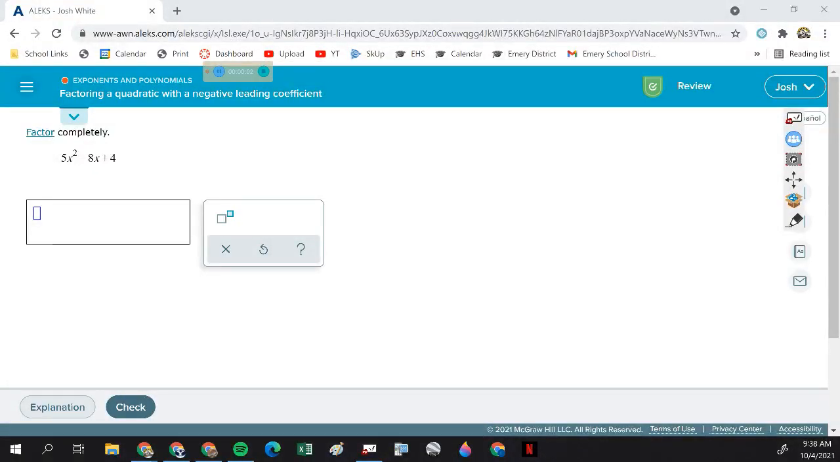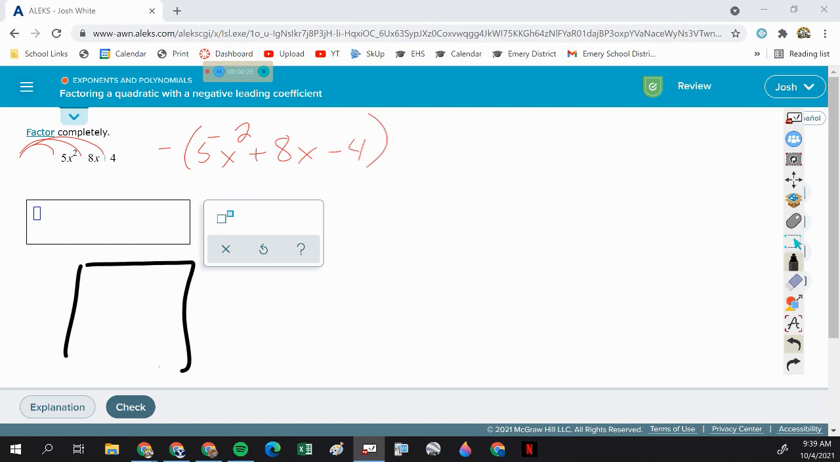Today we're working on 2.6. On this problem, we have a quadratic that needs to be factored, but there's a negative out front. So I need to pull out that negative in order to factor it. And if I take a negative out of the first one, I have to take it out of all of them, which yields negative 5x squared plus 8x minus 4.